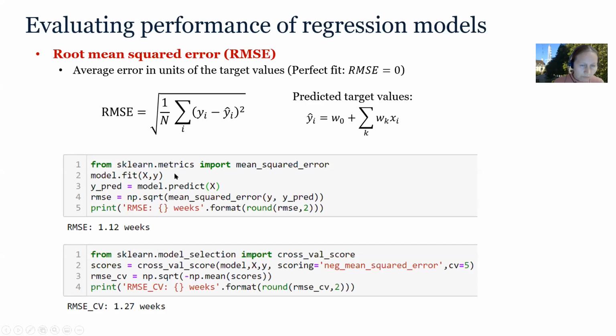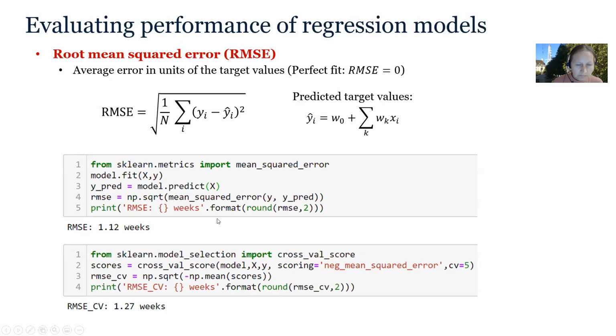If we wanted to measure the performance of the model, we could, of course, fit on the training set and predict on the test set. And we see that the root mean square error was 1.12 weeks in this case.